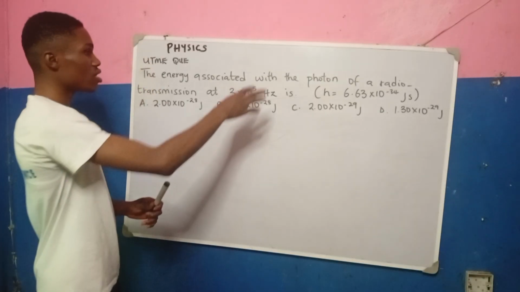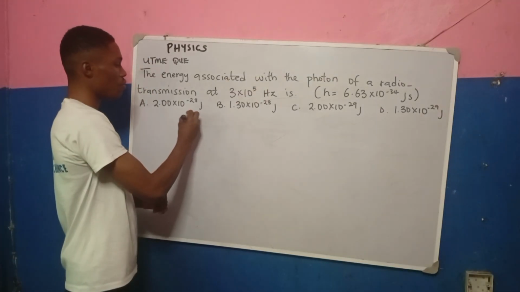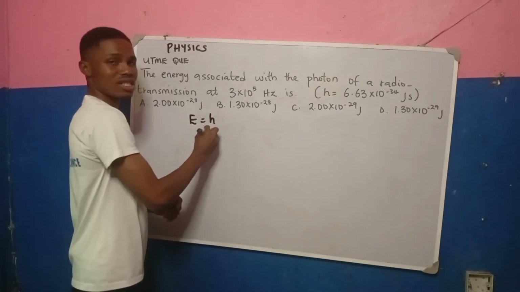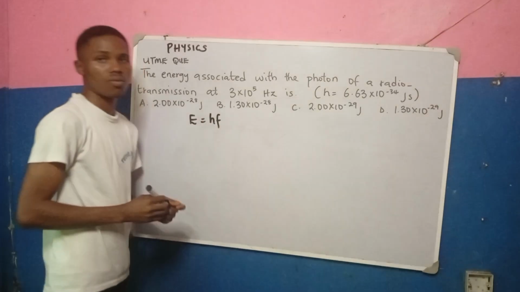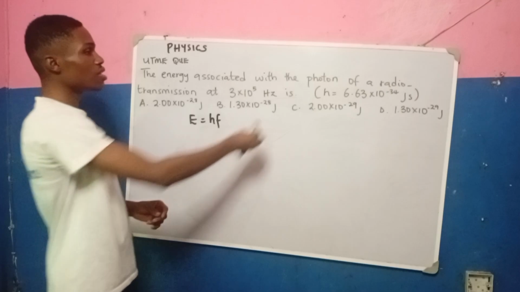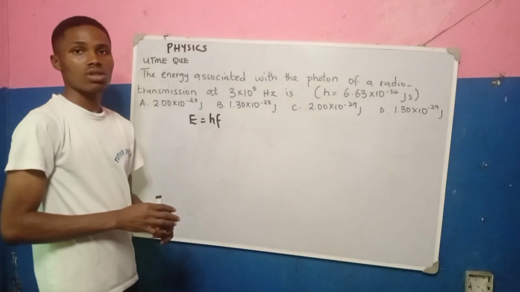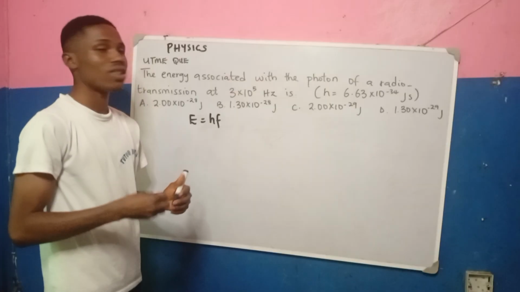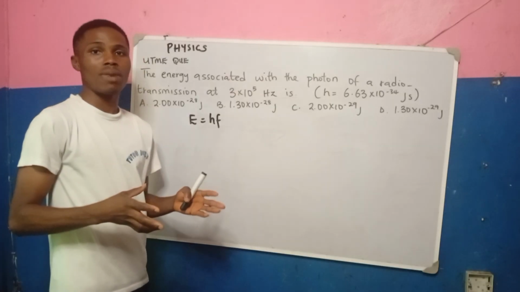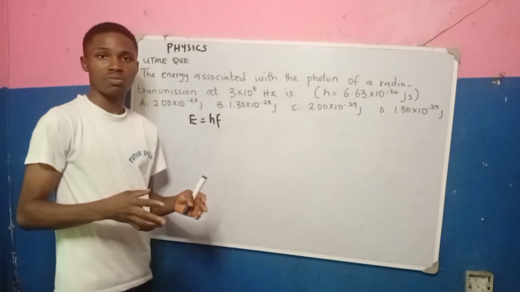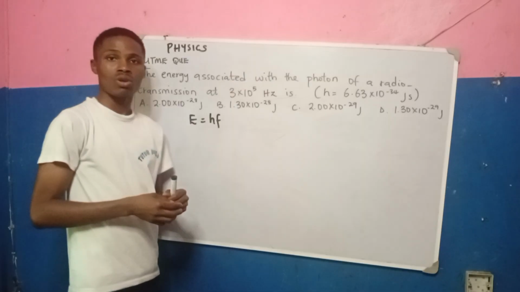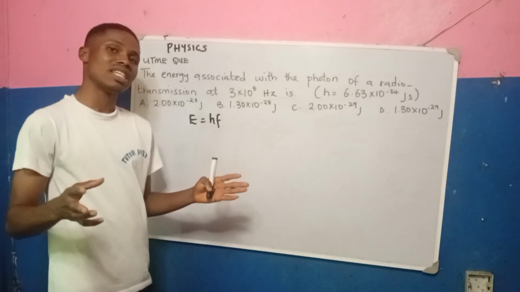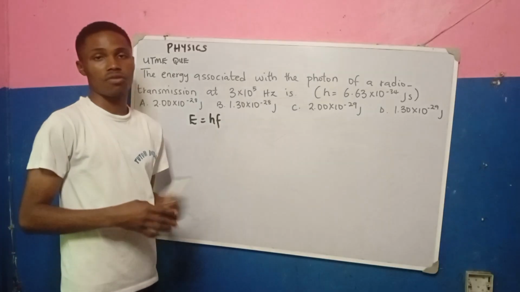Alright, now first, the energy of a photon equals what? Planck constant times frequency. Alright, this photon is what? The smallest particle or the quantum of light or electromagnetic radiation. Do you understand? The smallest particle or the quantum of light, or electromagnetic radiation, that is photon.